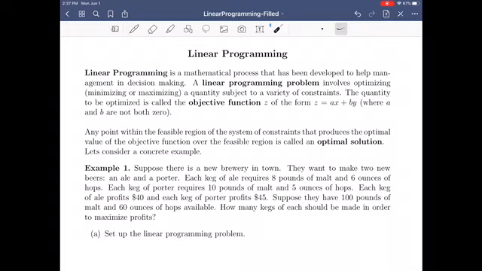A linear program, or a linear programming problem, is used to help manage decision making. It involves optimizing, that's minimizing or maximizing, some quantity subject to a variety of constraints. There's a bunch of things constraining the values for x and y, and then you want to optimize some function that we call the objective function. It has to be in terms of x and y.